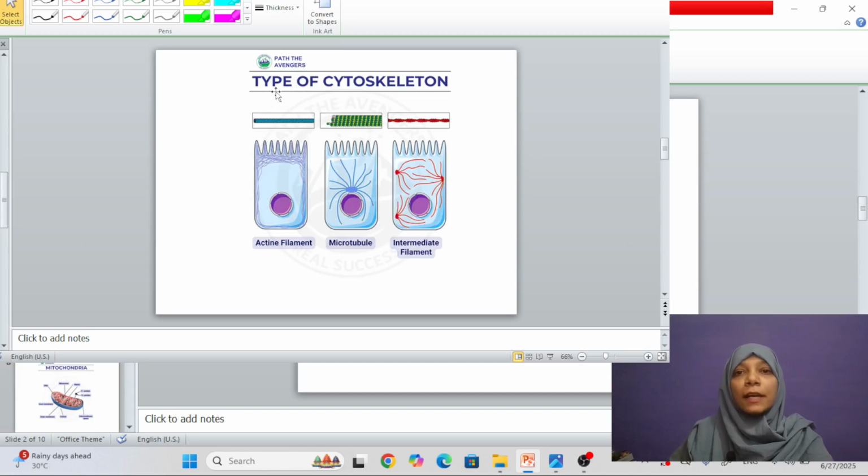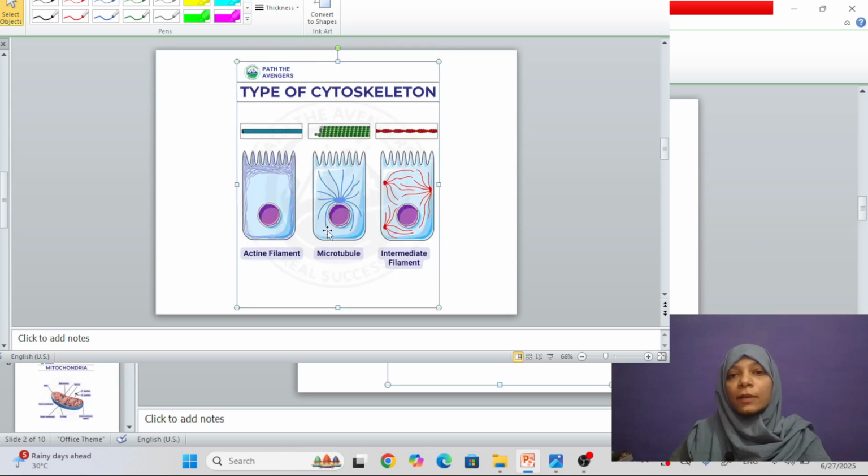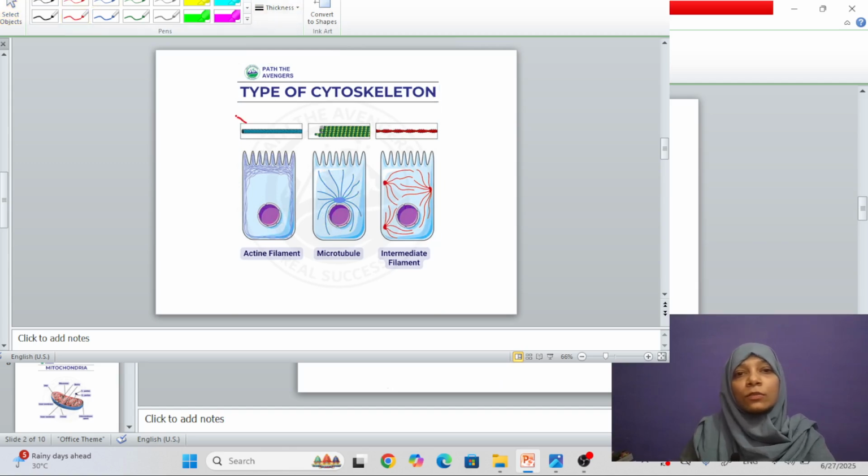This is the type of cytoskeleton. This is the actin filament, this is the microtubule, and this one is the intermediate filament. The actin filament is basically a rod-like structure. Rod-like means it is filled. This is a rod-like structure like cilia.